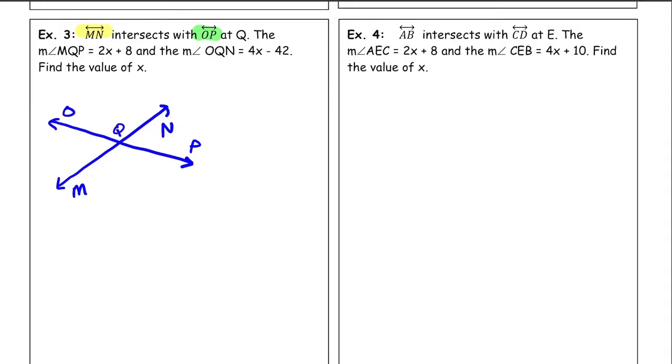Okay, so now it says the measure of angle MQP. So let's trace it. MQP. So your diagram might look a little bit different. Yours might not be on the bottom, it might be on the left, the top, the right. But as long as you're tracing MQP, that angle has to be 2x plus 8. Now let's go on to the next one. OQN. So wherever that angle is on your diagram, you're going to put 4x minus 42.